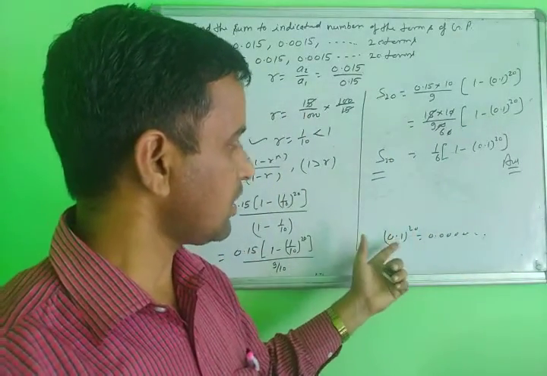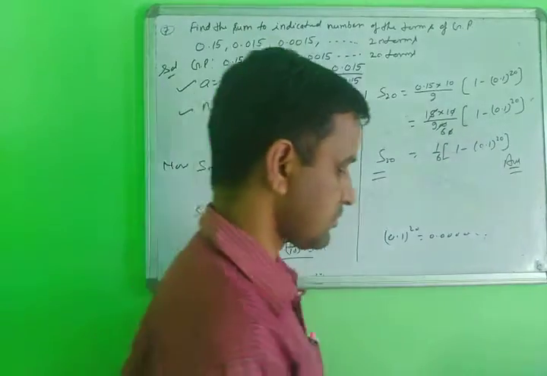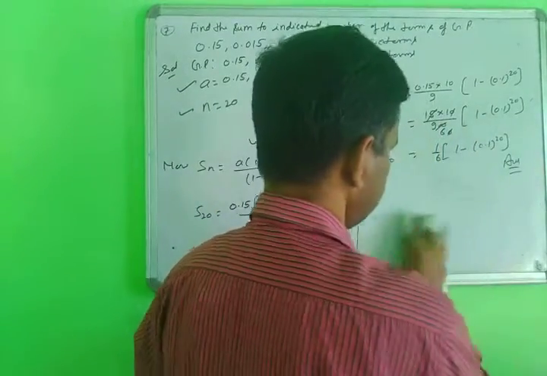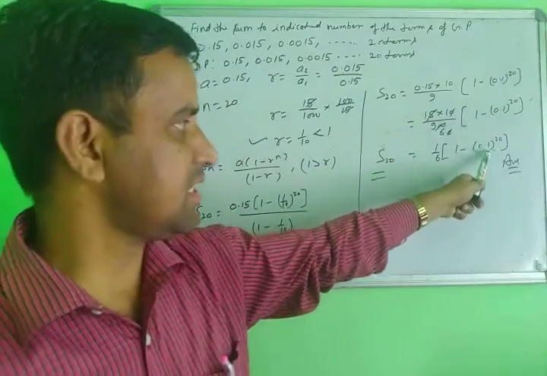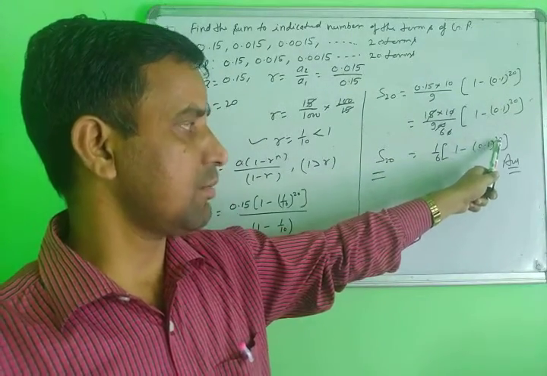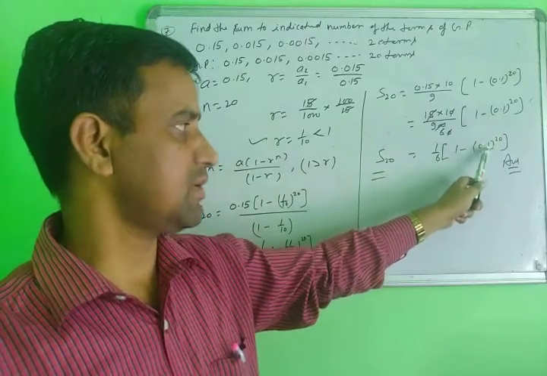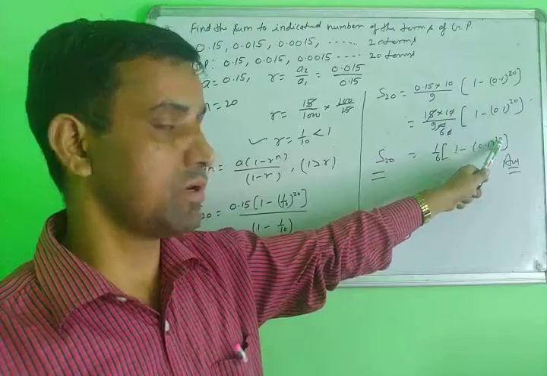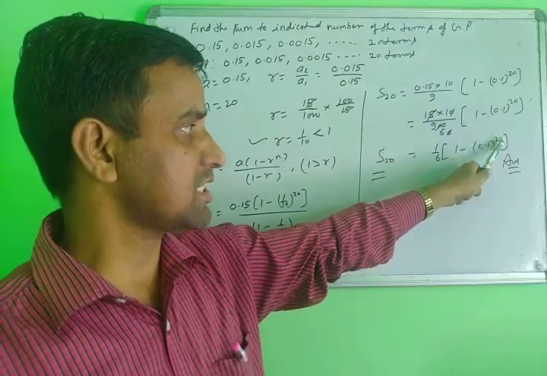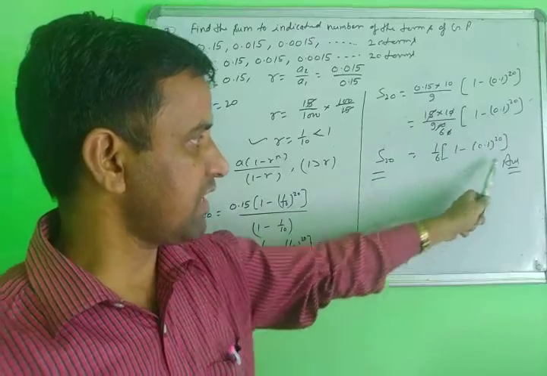Then don't expand this value, you will put it according to this way. Don't expand it. This is your final answer. Because if you expand, it is a big number here, 20. Suppose your number is 3 or 4 or 5, then you can expand, otherwise don't expand. The number here is 20, so you will not expand this number. 0.1 exponent 20 is your final answer.